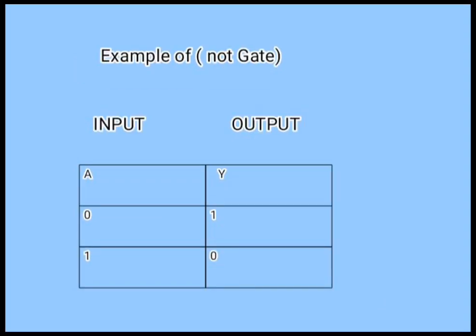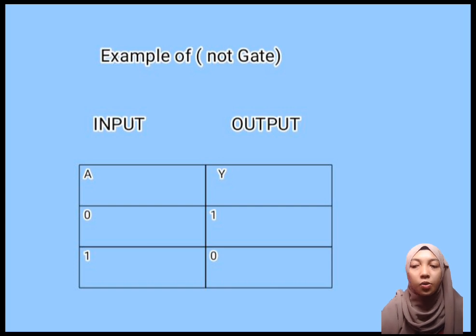Number 3, NOT gate. Output is the opposite of the input. A represents the input. A is 0, the output is 1. A is 1 and the output is 0.